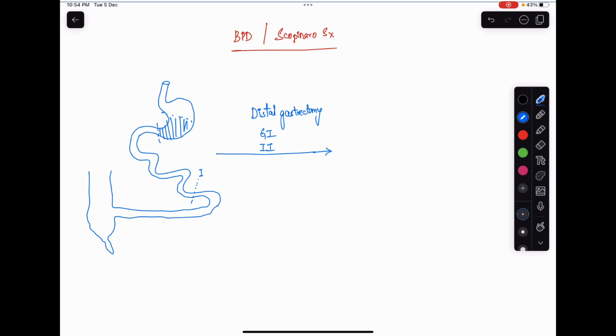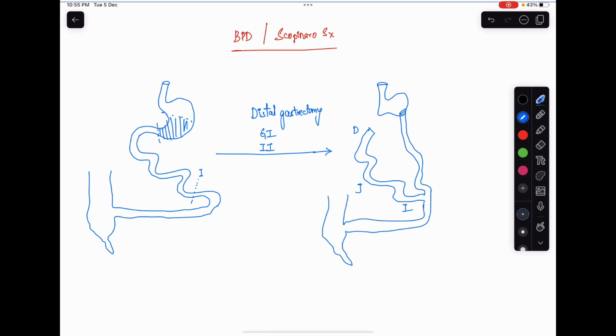After this, it may look like this. Small gastric pouch. This is the duodenum, jejunum and ileum. This is the biliopancreatic limb, and we have the roux limb. This is the biliopancreatic limb shown in green color, whereas this pink color is the roux limb, and this other color is the common limb.